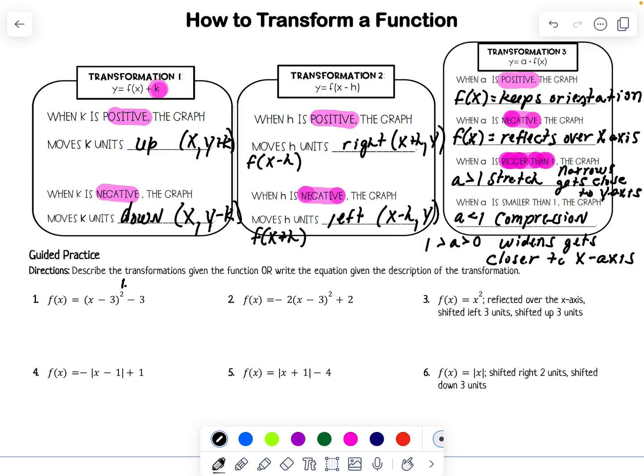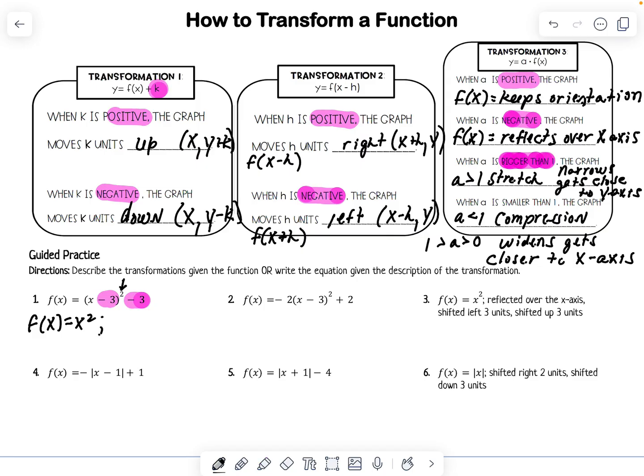So here we have a quadratic, don't we? So the parent function of a quadratic is f of x equals x squared. Okay? But we've made some changes to the parent function. We've made a change here, and we've made a change here. We have an H and we have a K. So we're going to describe those changes.